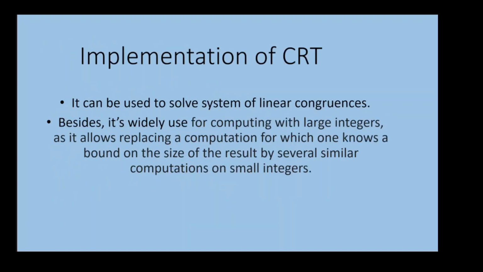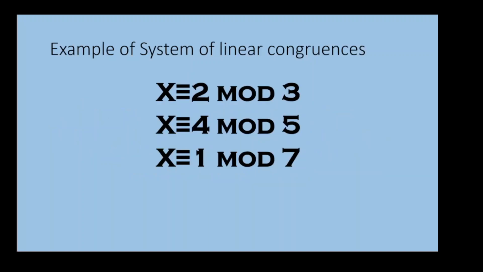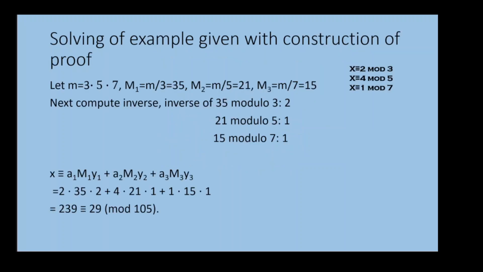The Chinese Remainder Theorem can be used to solve systems of linear congruences. Besides, it's widely used for computing with large integers, as it allows replacing a computation for which one knows a bound on the size of the result by several similar computations on small integers. Let's first try out some examples that the Chinese Remainder Theorem can be used to solve.